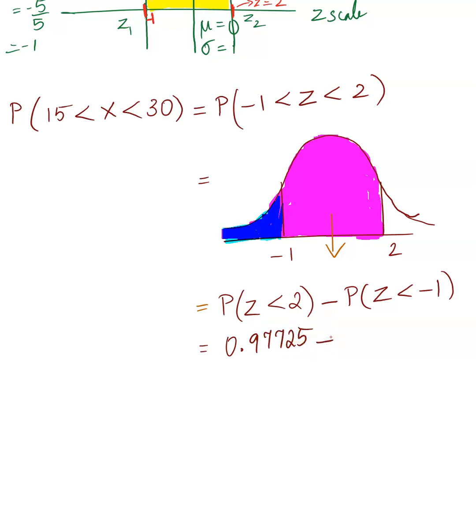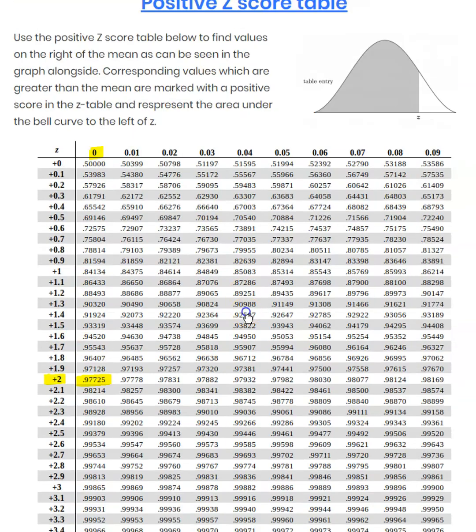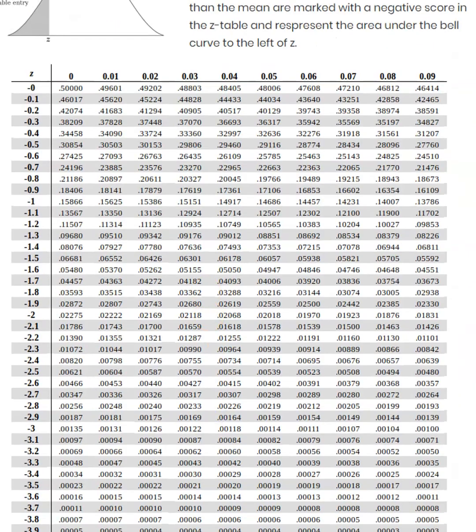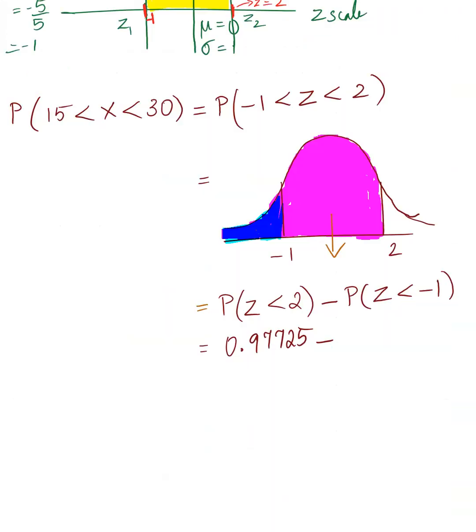Minus z is less than -1. So let's go to the negative table. -1. Here again, -1 is an exact value. So we go against the 0, -1.0. And that table value is 0.15866.